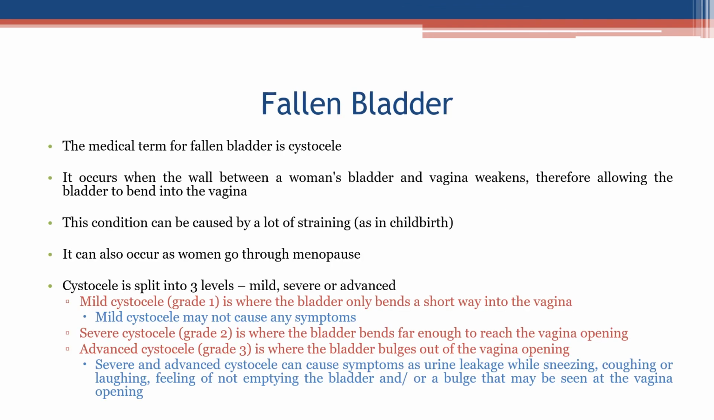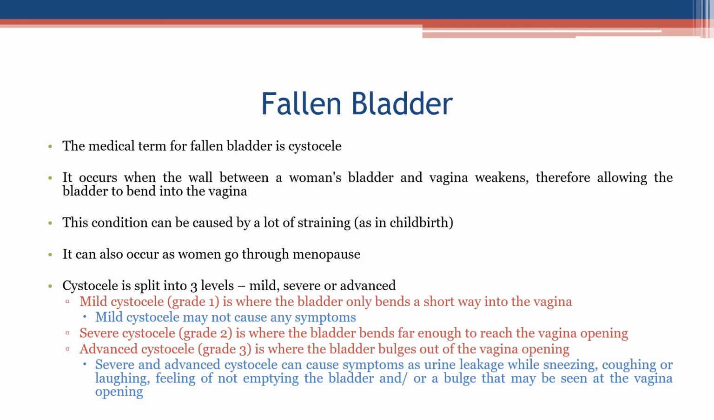Fallen bladder. The medical term for the fallen bladder is a cystocele. It occurs when the wall between a woman's bladder and the vagina weakens, therefore allowing the bladder to bend into the vagina. This condition can be caused by a lot of straining, as in childbirth. It can also occur as women go through menopause. Cystocele is split into 3 levels: mild, severe, or advanced.